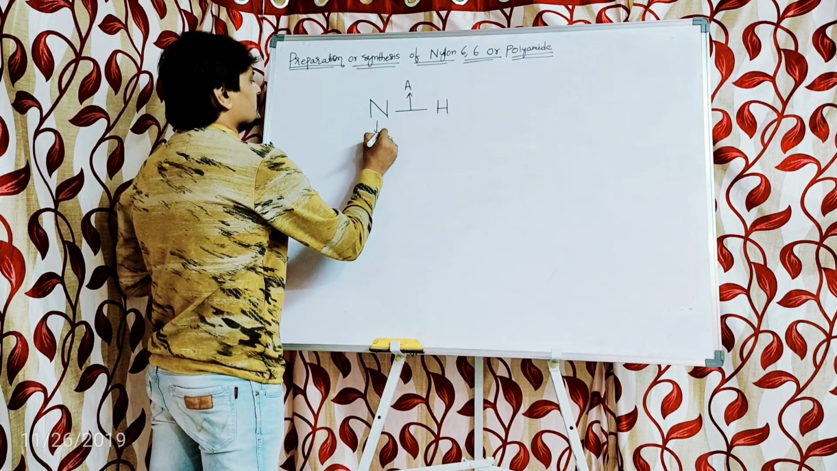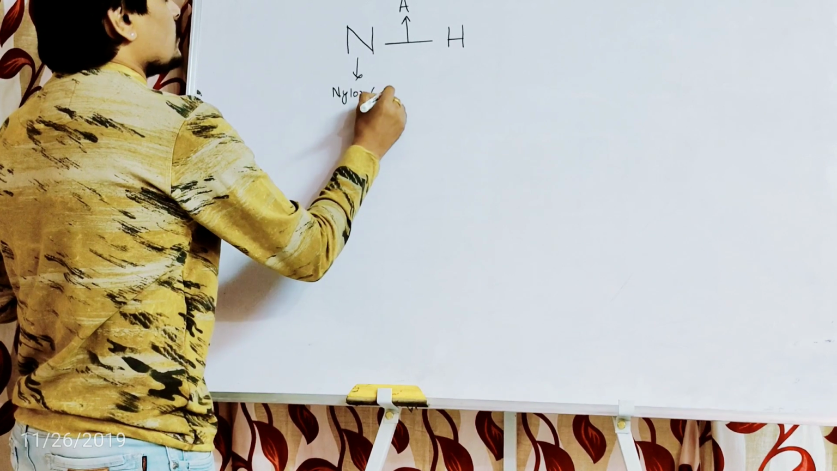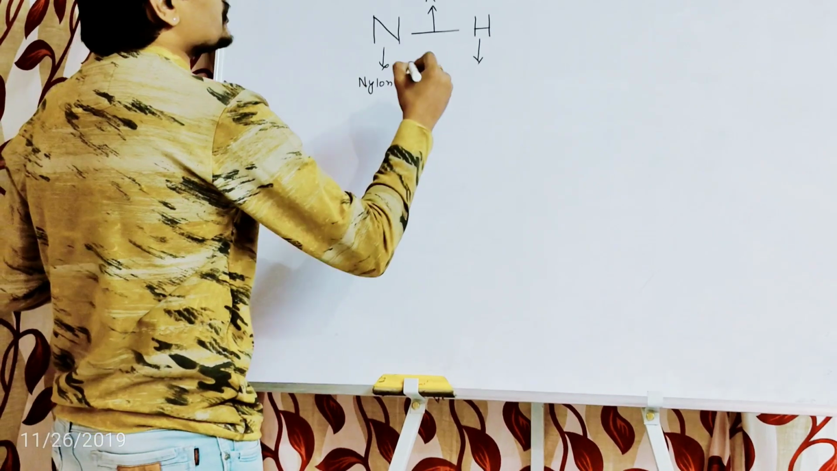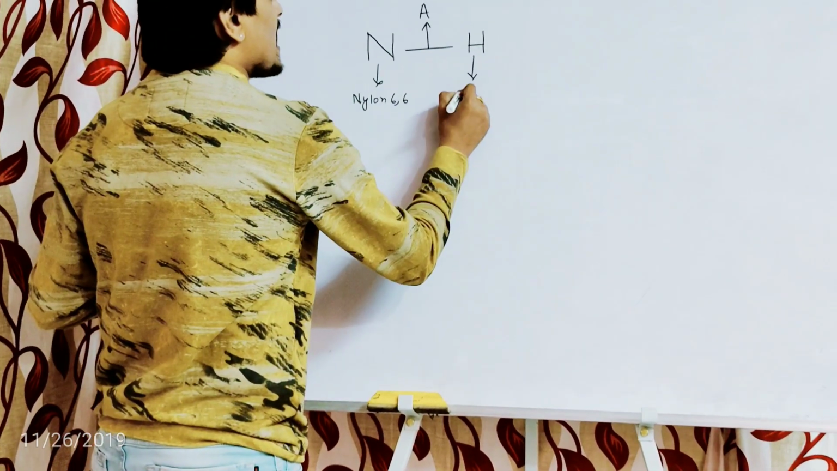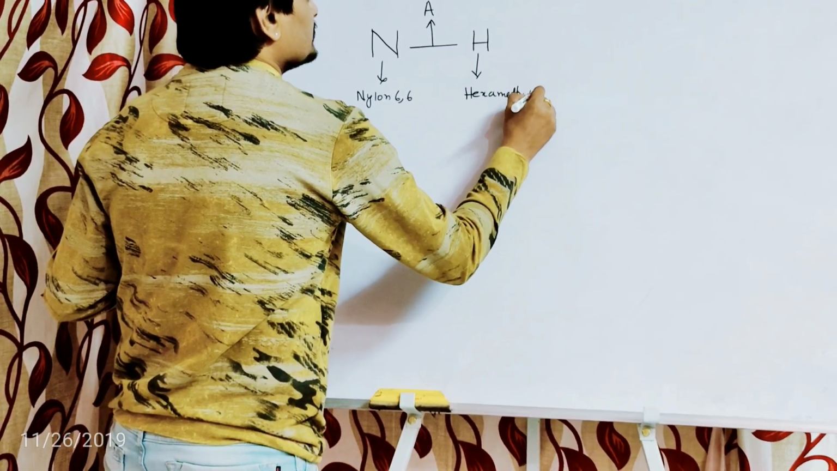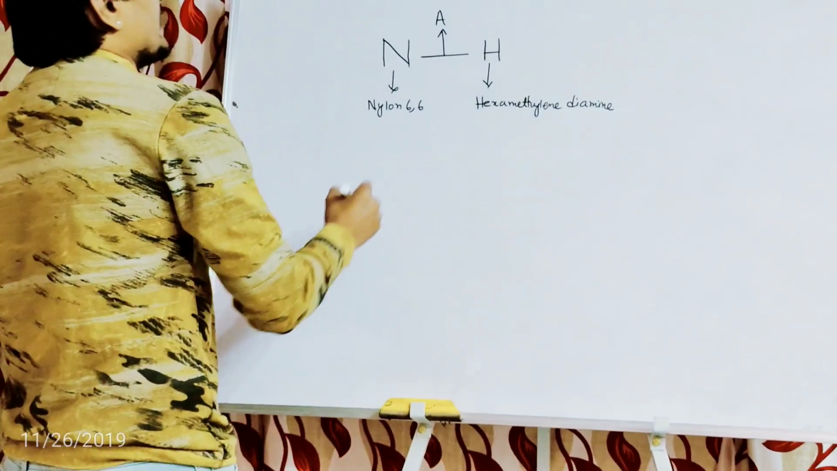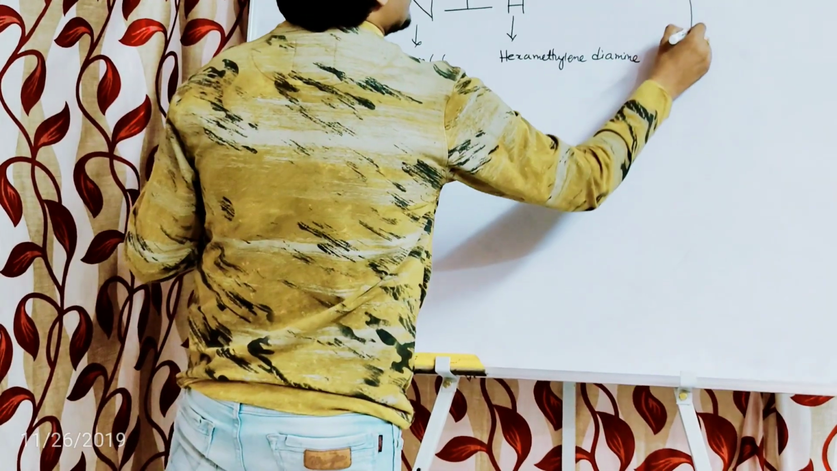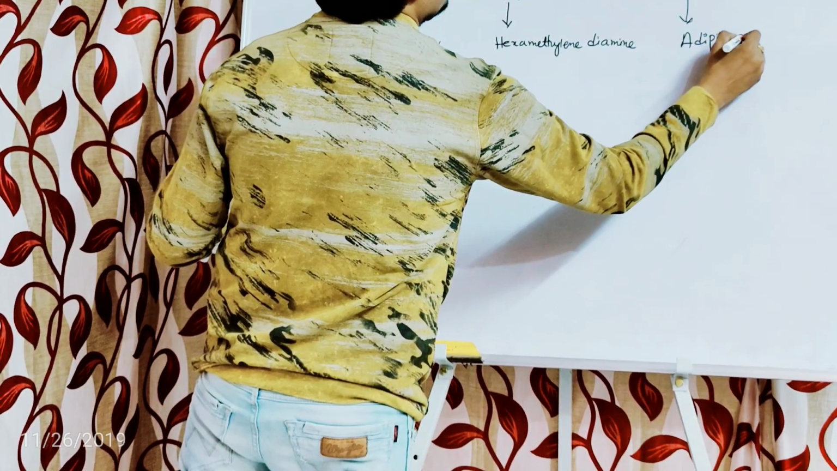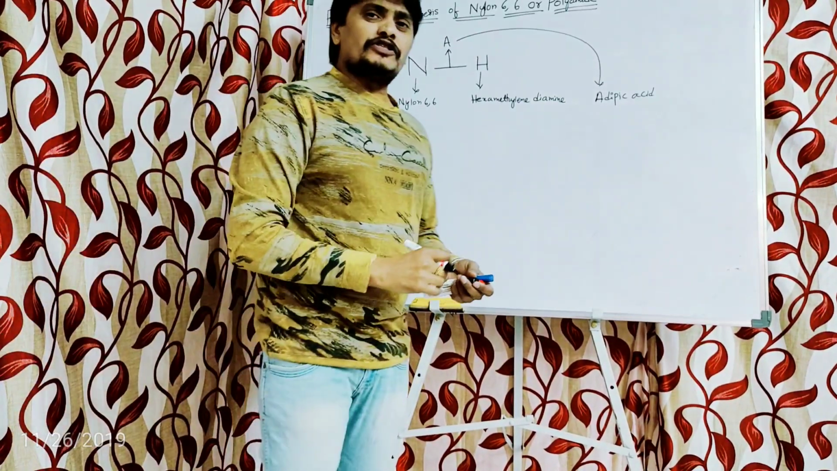Now N stands for the polymer, which is nylon 6,6. H stands for one of the monomer units required for the synthesis of nylon 6,6, which is hexamethylene diamine. And A stands for adipic acid. Right? So, do you remember, students?